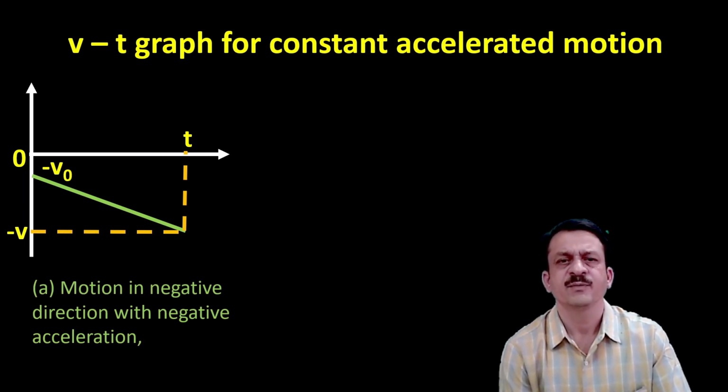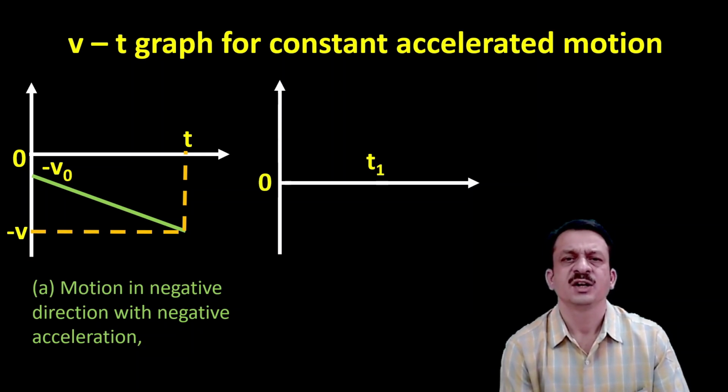And lastly we study the motion of an object which is going to change its direction. Now look at the diagram. We have the time axis and we have taken time t1. After time t1, the object is going to change its direction. That case we are going to study.